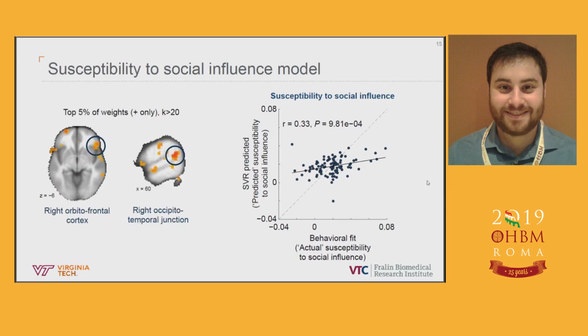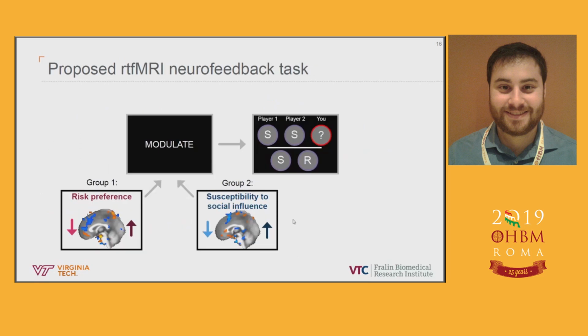And when we look at where this information is contained, we see regions which are associated with the so-called social brain, or with social information processing. This includes orbitofrontal cortex and occipitotemporal junction. So now what I've shown you is that we have multivariate models which we can use to give individuals feedback about brain patterns associated with risk preference and with susceptibility to social influence.